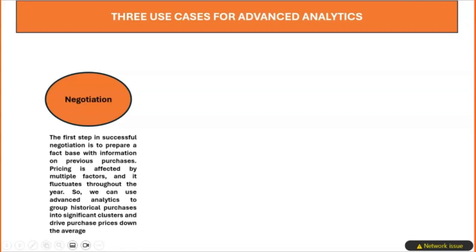In the first month of using the improved fact-based negotiation approach, the manufacturer's procurement function was able to achieve an 8% reduction in the cluster prices just by driving the highest purchase prices down toward the average.